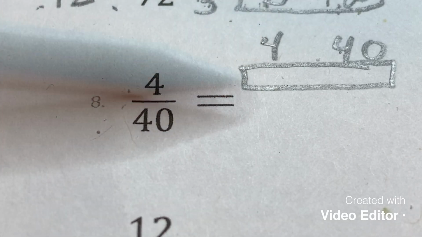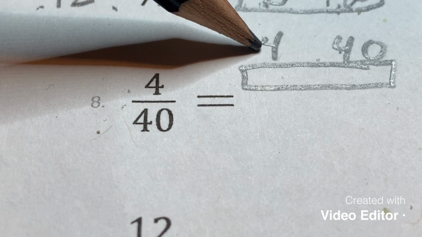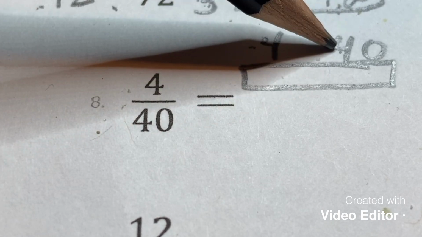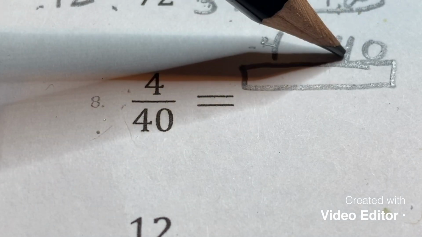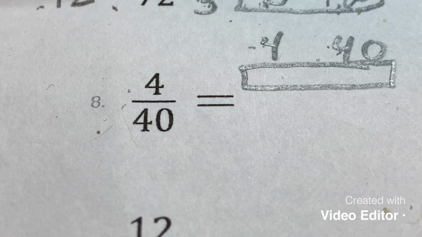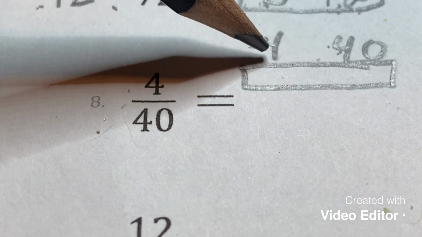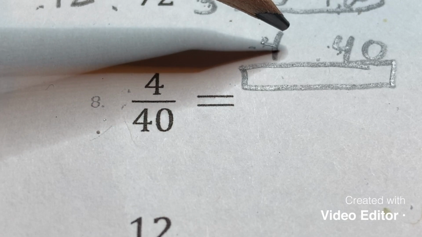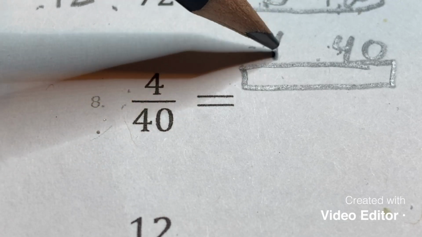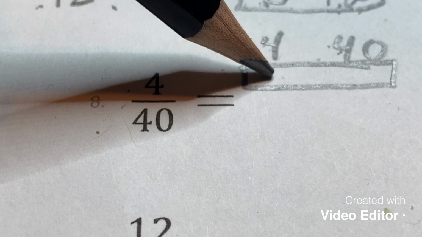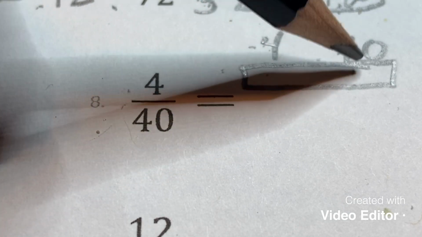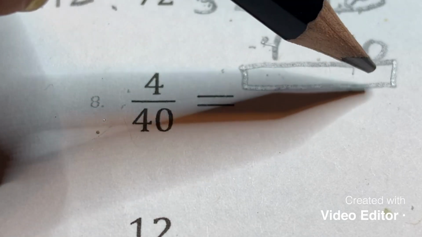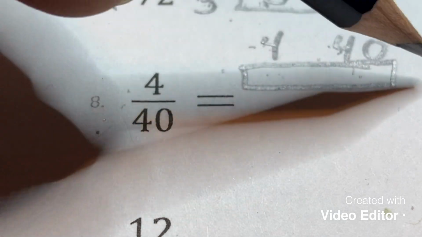Okay, I want you to look at these numbers. You have a 4 and you have a 40. Now let's think about the powers of 10. 4 times 10 is 40. All right. What can you divide 4 by? You can do it by 2. So 4 divided by 2 is 2, and 40 divided by 2 is 20. So then we'd have 2 and a 20, and we'd have to build another row.